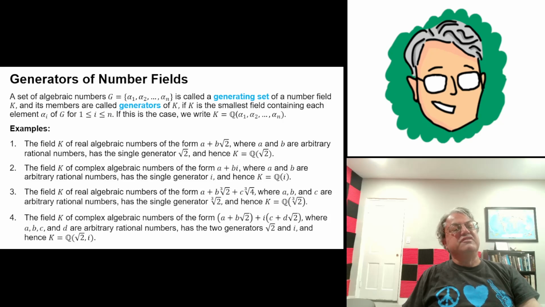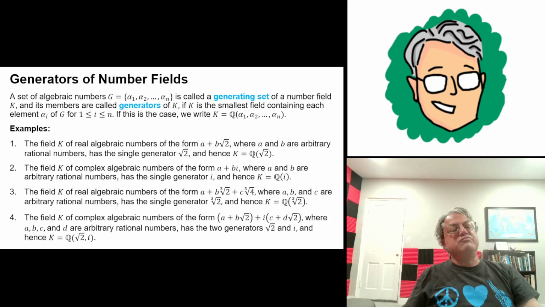And you get a lot of other stuff in there for free. For instance, you get all products of elements of the generating set, like alpha 1 alpha 2, that's in there, alpha 1 alpha 3, in general alpha i alpha j, or you don't have to just multiply two. You can multiply three or more. You can add elements. You can do a lot of stuff with them because it's a field. And anyway, that's a generating set, and the elements of a generating set are called generators of the number field.